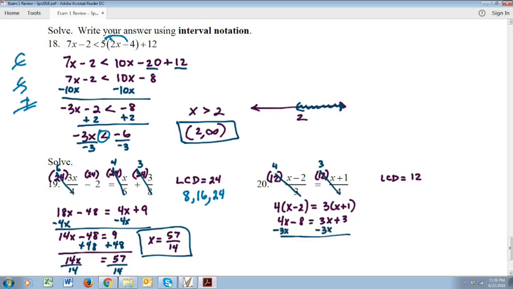We need x on one side only, so I'll subtract 3x on both sides. And now we're down to a one-step equation. We'll add 8 to both sides. And so we're going to get 11. All right, and that is the end of the review.